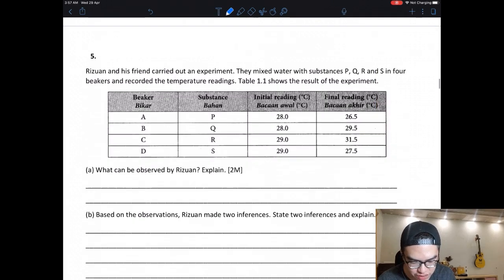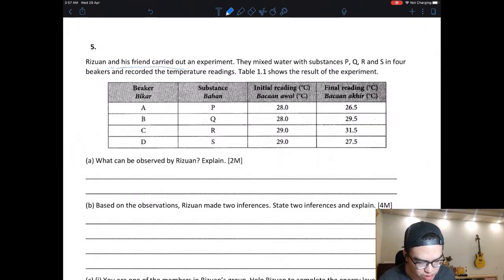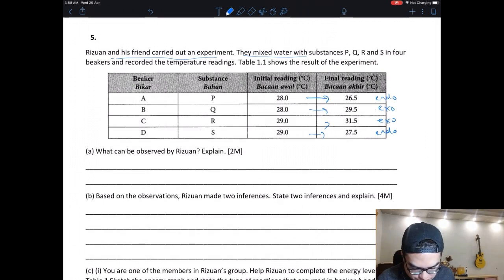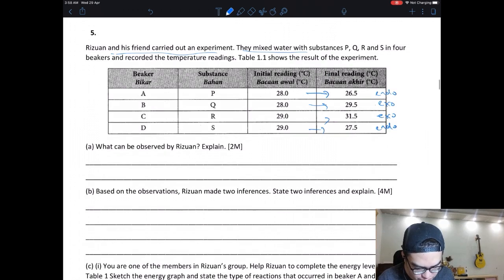So Rizwan and his friends carry on an experiment. They mix water with PQRS. Okay, and then they read the temperature. Oh, temperature decrease. This is endo. Okay, increase, exo. This is decrease. This is endo. Okay, what can be observed by Rizwan?